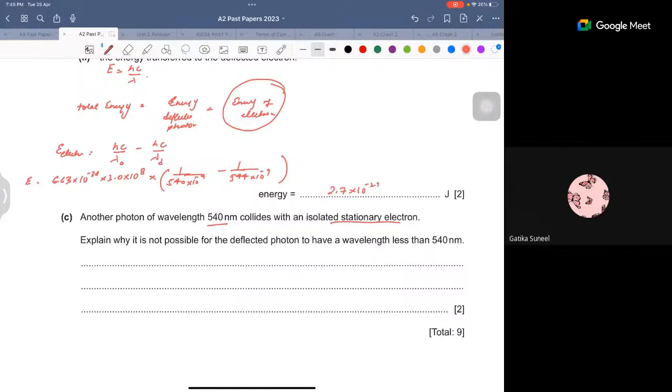Then it says another photon of wavelength 540 collides with an isolated stationary electron. Explain why it is not possible for the deflected photon to have a wavelength less than this. Okay. What does that mean? Another photon of wavelength 540 collides with a stationary electron. Why is it not possible for the deflected photon to have a wavelength less than 540?